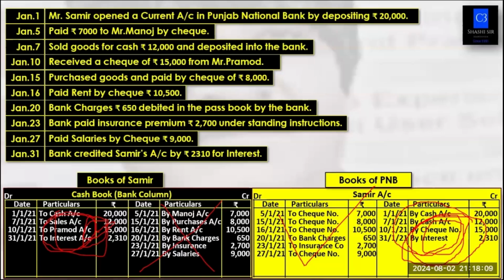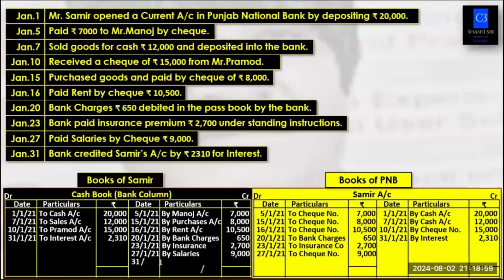So what is happening when we record all the transactions in the cash book and also in Samir's account? The balance of both the accounts will definitely be the same, because the same transactions have been recorded by both the parties. The transactions that have been recorded are the same, but on the opposite side. So the balance shown by both the books, cash book and passbook, will be equal.